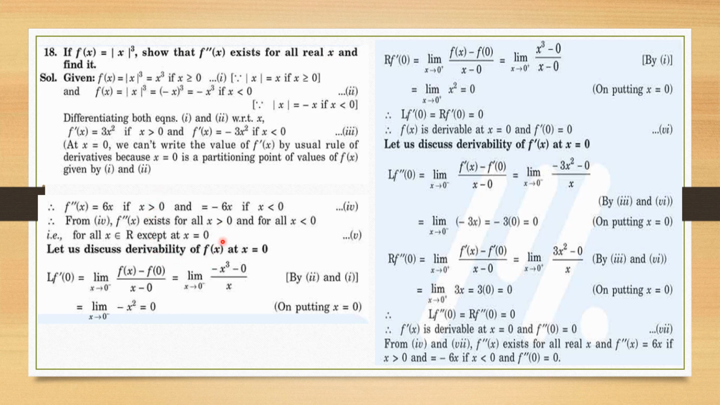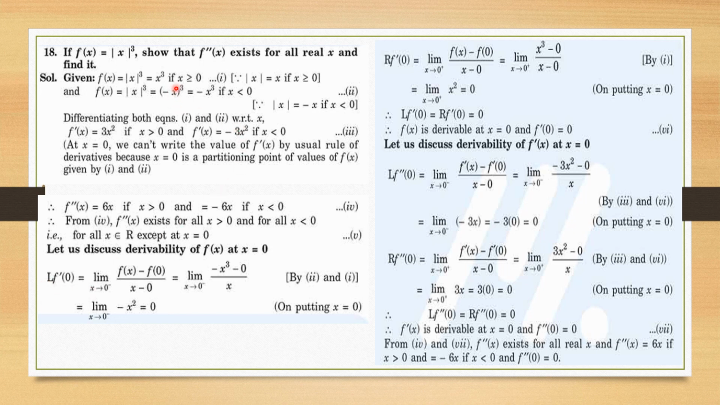So that means I now have to check the derivative at x equal to 0, because I am able to find it for x positive and x negative. I am having the first derivative as 3x square, second as 6x, and the first derivative as minus 3x square and second as minus 6x, as per the definitions for x greater than 0 and less than 0. But I have to discuss the differentiability at x equal to 0. And for that, I'll use the result of left hand derivative and right hand derivative.